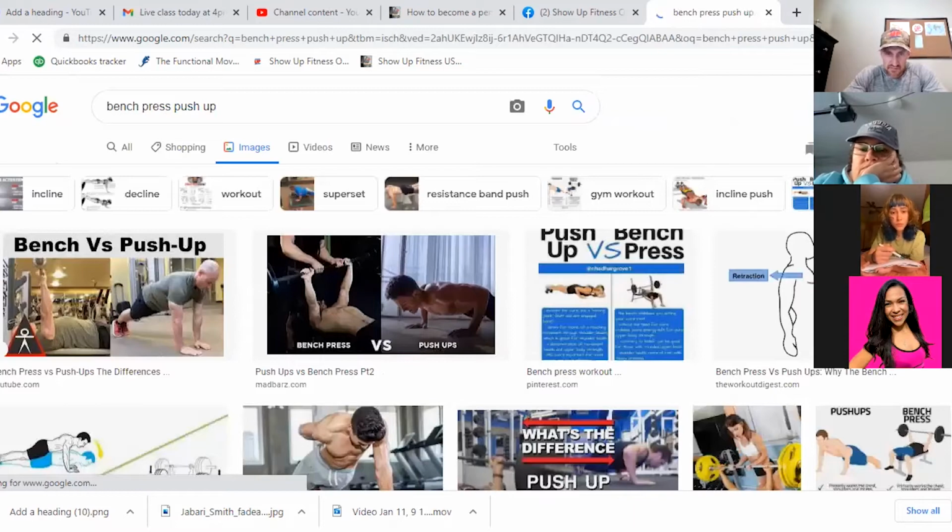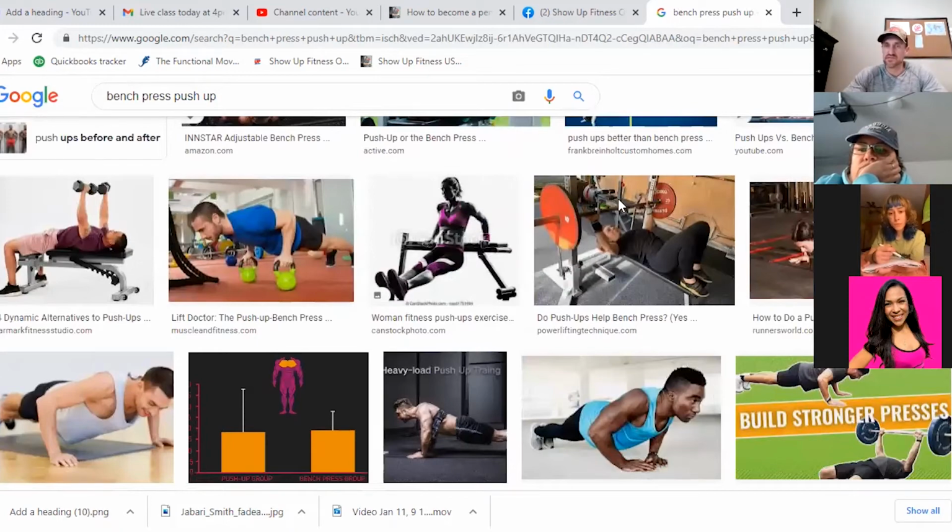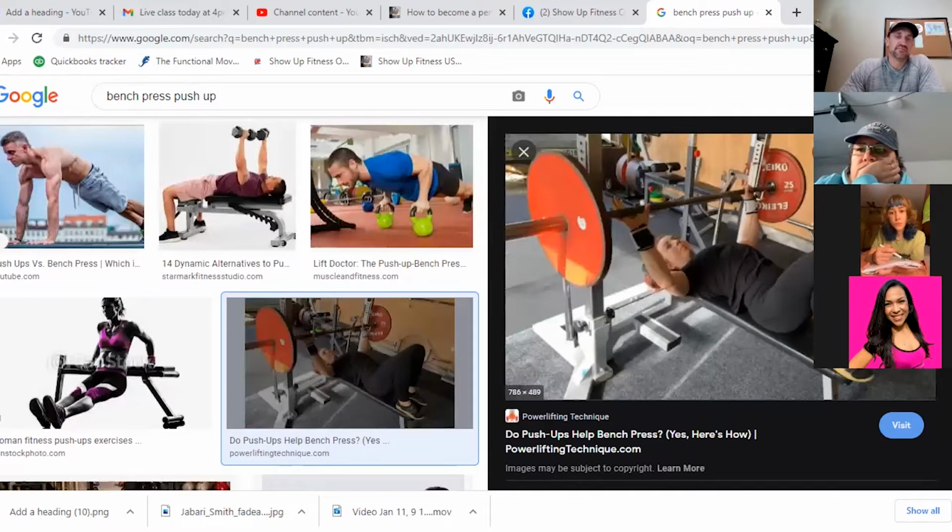So you have your bench press. Here's an example of just what a bench press looks like. I would have him straddle the bench. So he's facing towards the bench, and we're going to start out with push-ups.